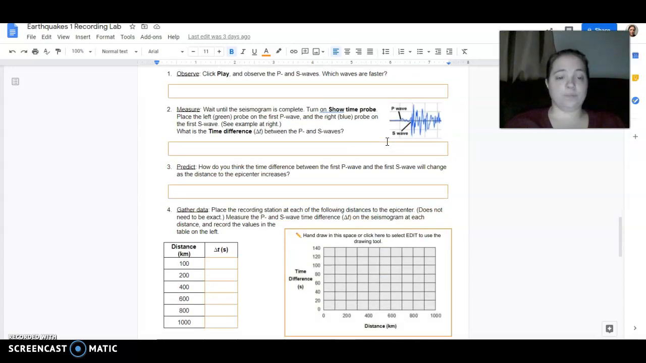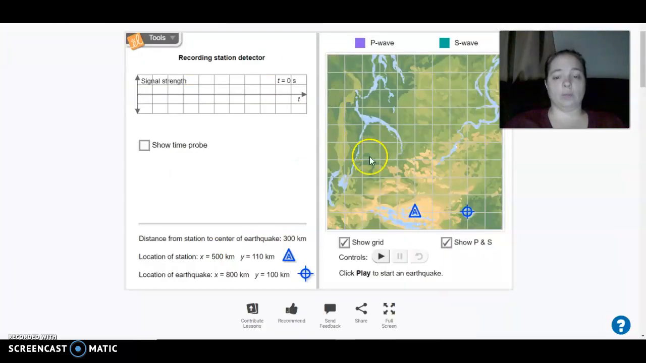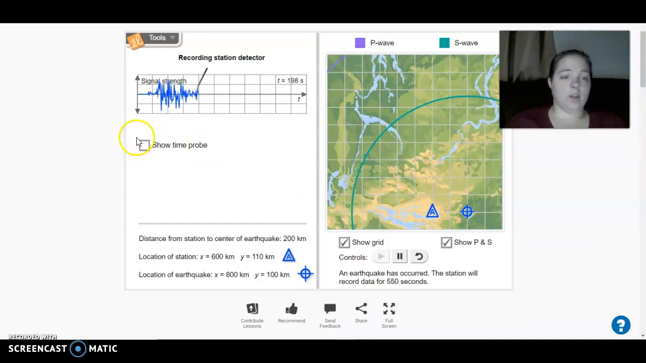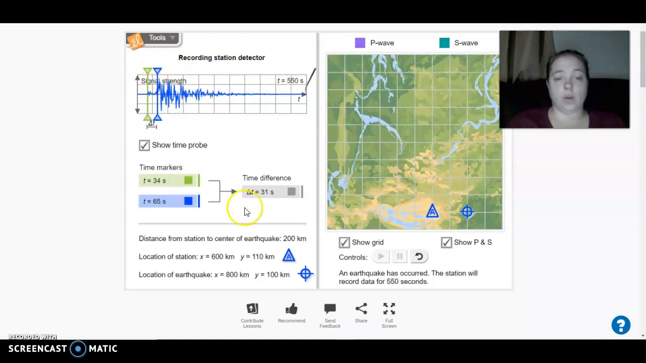Which one's faster? Wait until the seismograph is complete and click show time probe. So I'm going to make mine at, say, right here, 200. And I'm going to click play. I'm just going to let it run. All right. So what I'm going to do is do the show time probe. And I'm going to take this. This goes to the first part. And this goes to the second part right there. Okay, so I've got that. Those are my two times.